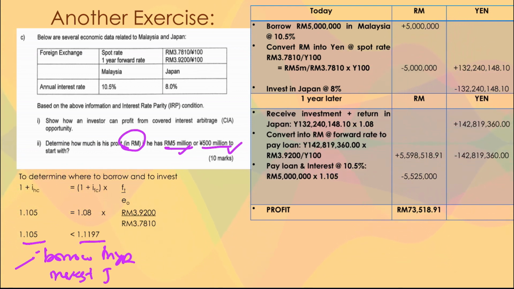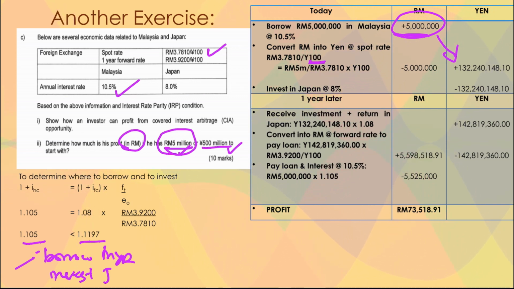Borrow 5 million in Malaysia. Because we borrow in Malaysia, we use this formula. Borrow 5 million in Malaysia at 10.5%, so a positive value in RM, 5 million. And then because we need to invest in yen, you have to convert this currency into yen. So here, convert RM into yen at the spot rate of 3.7810. Because it is per 100 yen, be careful when you convert the value.